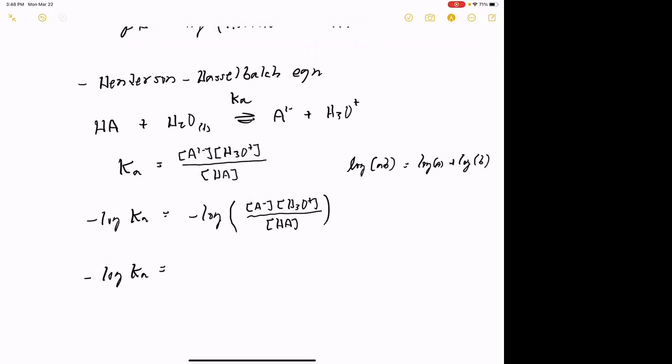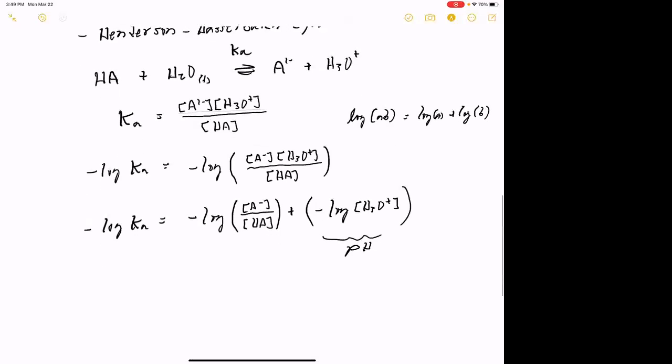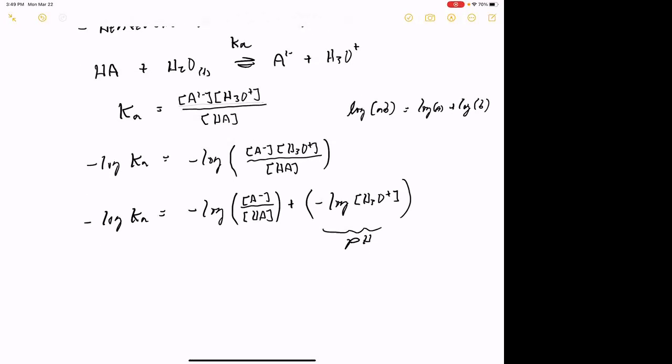So that's going to be equal to the negative log of the ratio of A minus over HA. You'll see why I'm pulling the other term apart, plus the negative log of the hydronium ion concentration. Why did I do that? Well, what's another name for the negative log of the hydronium ion concentration? pH. That's pH. So I'm going to just rearrange the equation here.